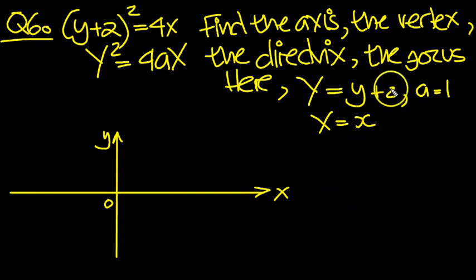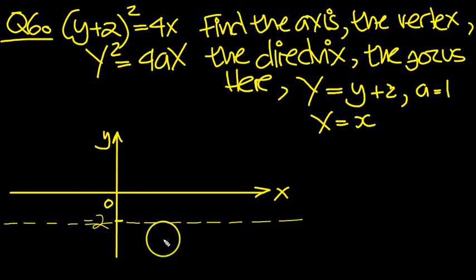So the capital Y-axis happens when capital Y is 0, when the lowercase y is minus 2, isn't it? So if I mark off minus 2 here, I use a thinner pen, and I'll put down a horizontal line here. This is the y = -2 line. This is actually the axis of the parabola, isn't it? So that's the axis of the parabola.